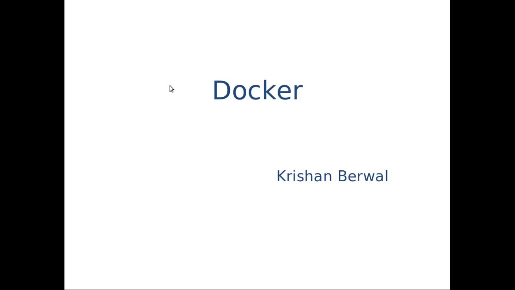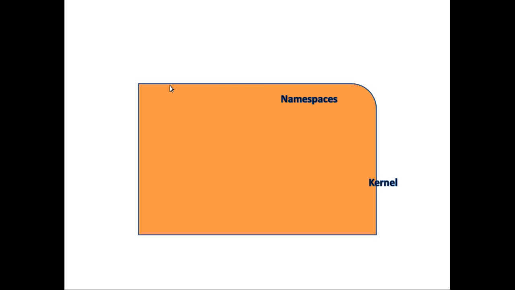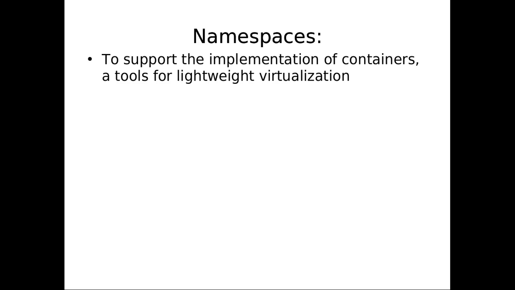Here I want to discuss Docker. Due to a bug in Linux containers, Docker works best on the 3.8 kernel. Namespaces and cgroups must be enabled. Let us talk about namespaces. A namespace isolates the system resources for a process or group.